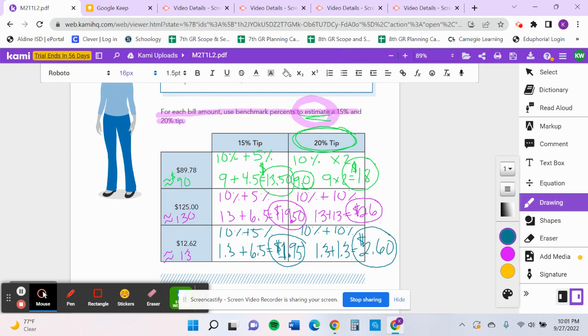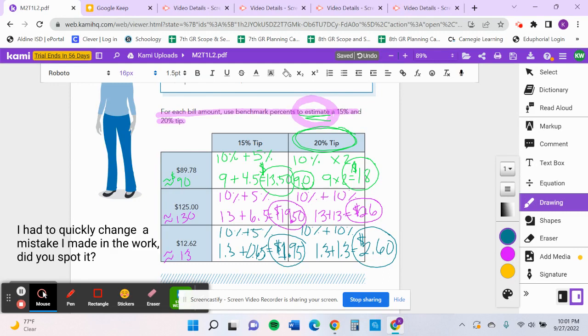From there, I figured out that 10% of $13 is $1.30, or 1.3 for short, just to show the work. And then half of that is 0.65, or 0 and 65 hundredths. And that would equal $1.95. Same for the 20% tip. 10% and 10% would give you $2.60. And that concludes this activity.